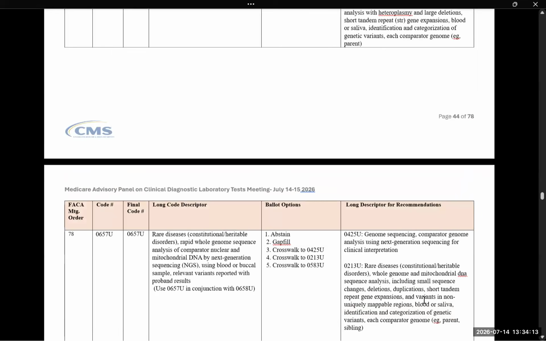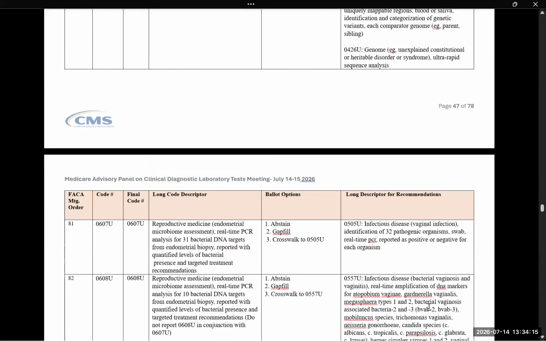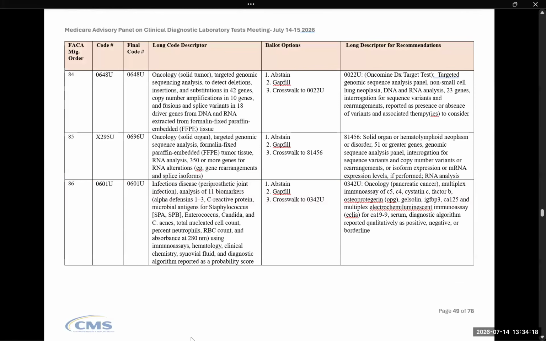Sounds good. All right. So I believe this is where we ended with number 85. Am I correct? Sorry, everyone. It's only been an hour and it feels like yesterday. Okay, so I think we are at item number 85, code number X295U with the final code number of 0696U. And I believe Pranil Chandra was going to discuss this code.